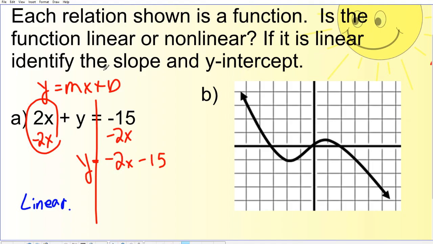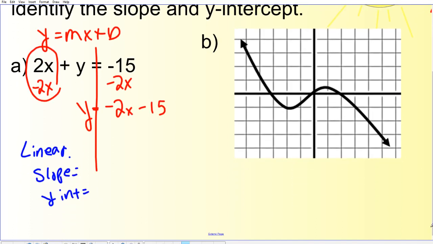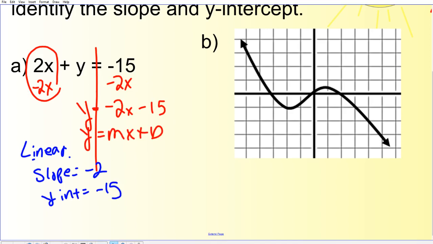We're also asked to find the slope and y-intercept, so I guess we should do that. My slope is negative 2. My y-intercept is negative 15. I know that because in slope-intercept form, this is the slope, and the b is the y-intercept. So the y-intercept is negative 15. The slope is negative 2.